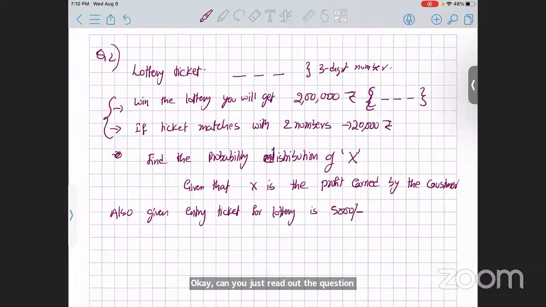Look, the lottery ticket has a 3-digit number. There are 2 cases, and the entry ticket for lottery is 5,000 rupees.